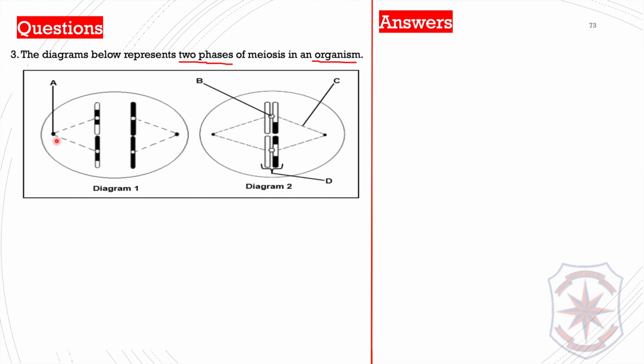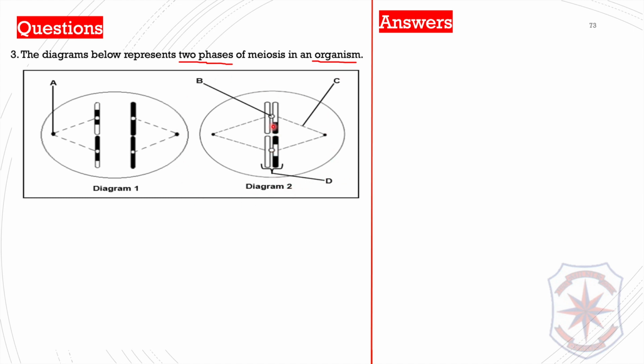We have that structure over there that is unlabeled. So that structure there is at the pole. Therefore, it is the centriole. Remember, the centriole is at the pole. Remember that rhyming sound. In diagram 2, let's check what is happening.